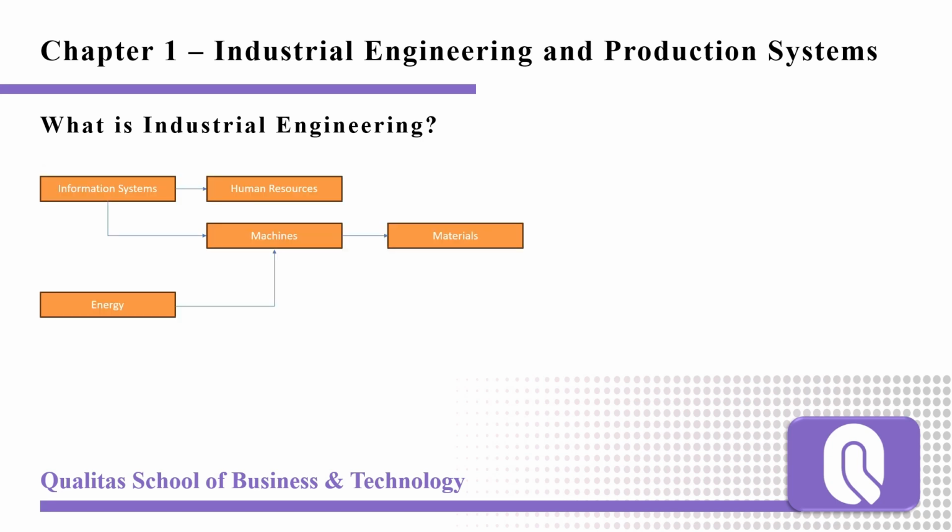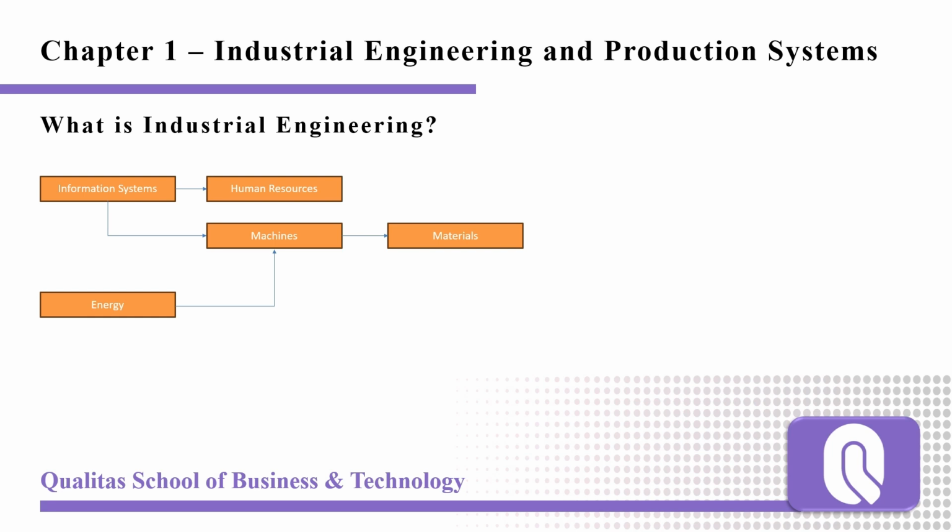Okay, let me share something interesting about how industrial engineering works in practice. Think of it as a well orchestrated system where different components work together seamlessly. Let's start with the information system, which is like the brain of the operation. In a modern factory I work with recently, the information system tracks everything from inventory levels to production schedules. This information flows directly to human resources, helping managers make decisions about shifting, staffing, training needs, and schedules.